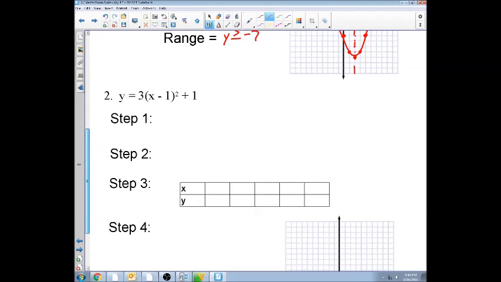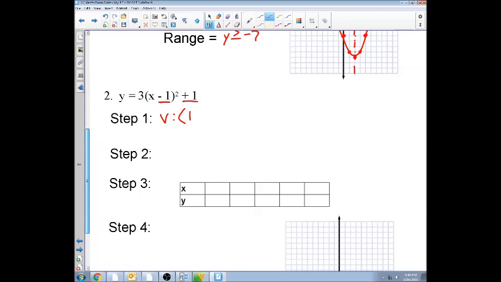Problem number 2. I have 3 times the quantity of x minus 1 squared plus 1. So what is my vertex? I'm still going to look here for my x value of my vertex. I'm going to use V colon to tell me that it is my vertex. Do I use the opposite of -1 or do I use -1? Well, since it's inside the parentheses, I want to use the opposite of -1. So it's just going to be +1.